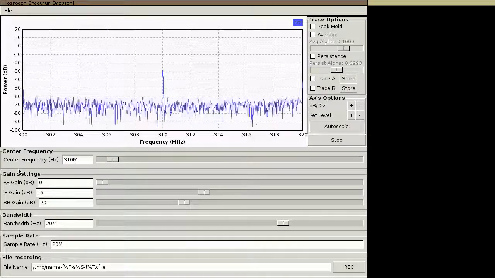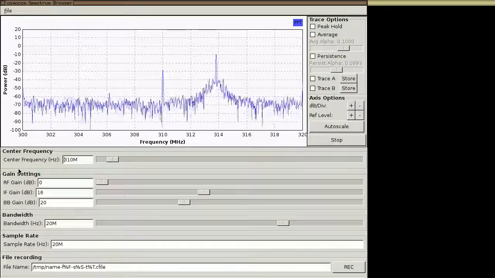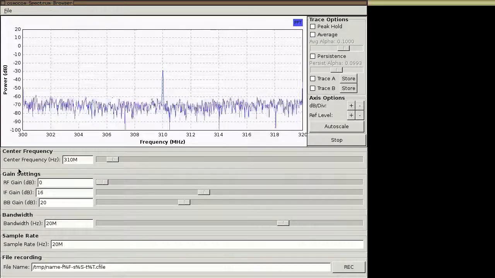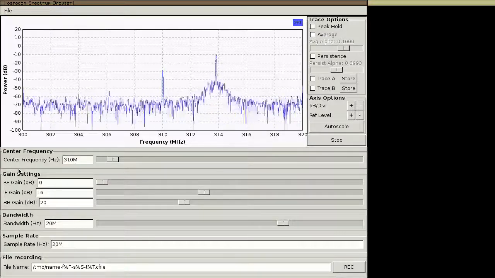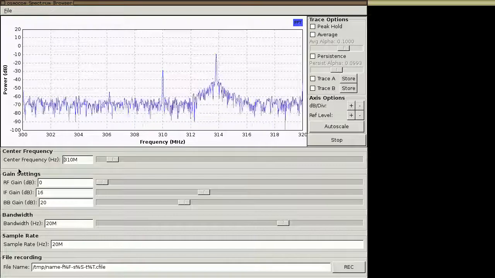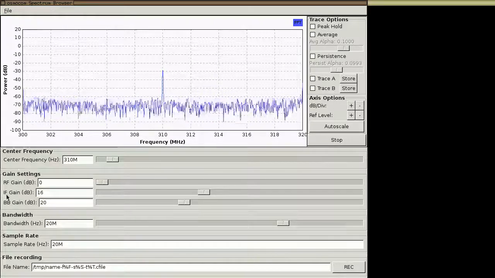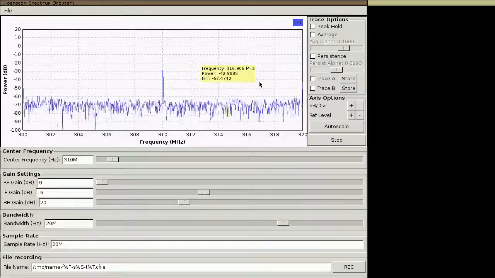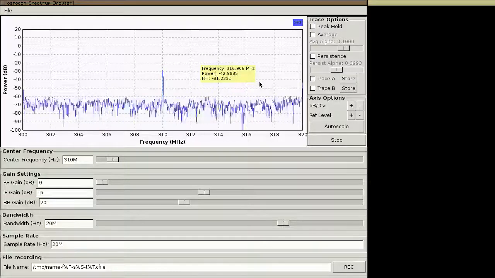So I'll just press the button on the device and hey, look, it's right there just below 314 megahertz. I didn't have to scroll around at all. Well, let's see. If I wanted to get a closer look at that, what could I do?